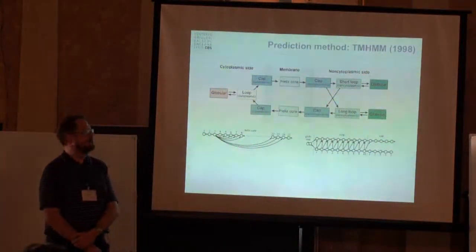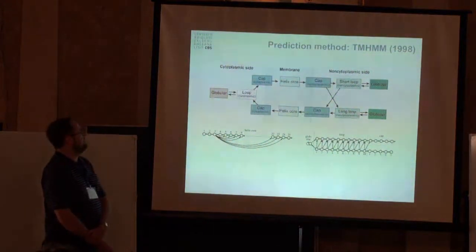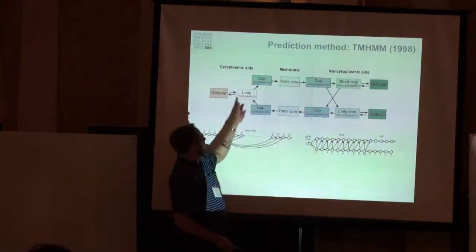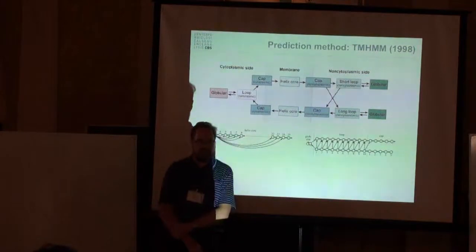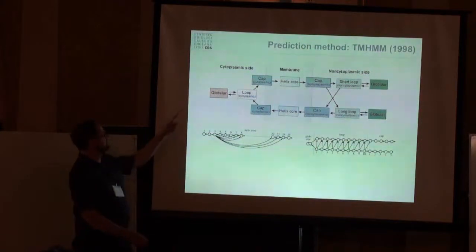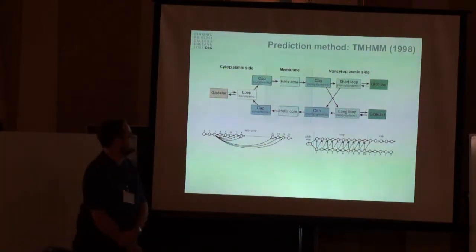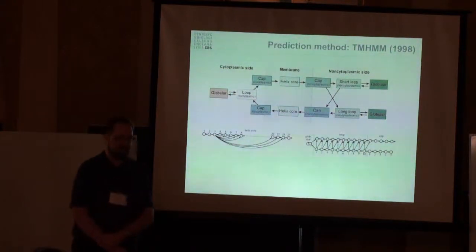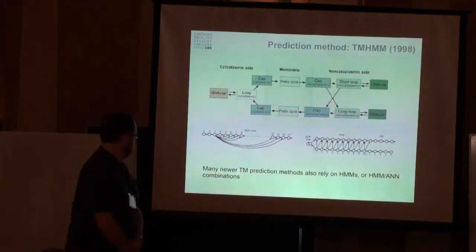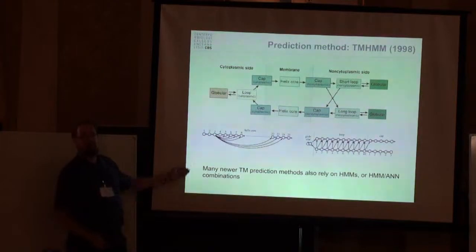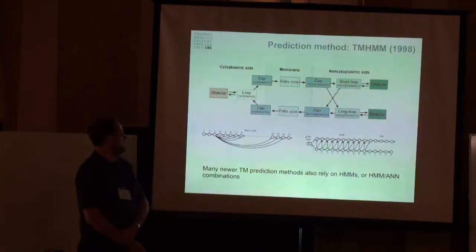Now here an example is TM-HMM from 1998. There's this circular architecture modeling the helix core, the cytoplasmic and non-cytoplasmic caps and loops, and has models for the globular domains too. Now, TM-HMM is not the newest and not the best, but many newer TM prediction methods still rely on hidden Markov models or combinations of HMMs and neural networks.